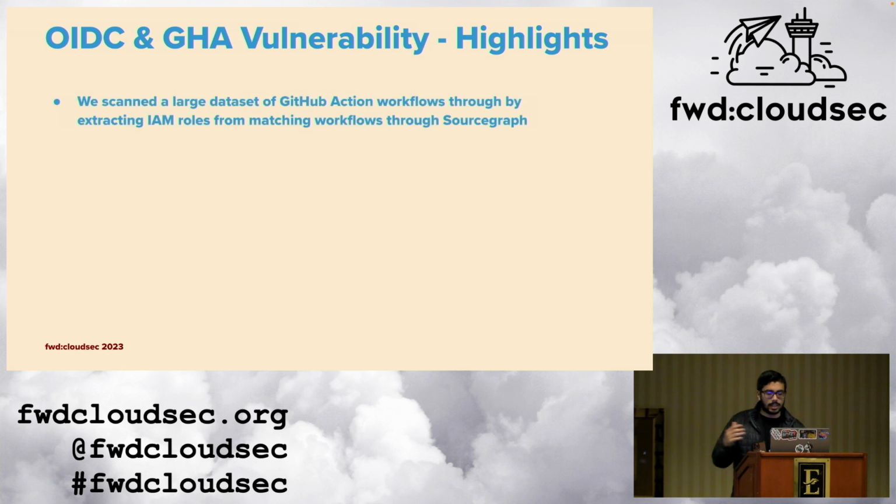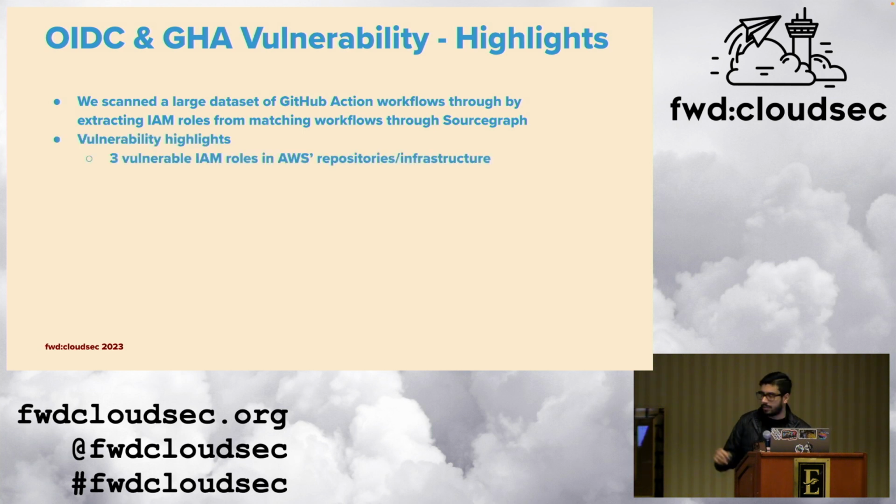So we started scanning again, going through every workflow we could find from Sourcegraph that had an IAM role attached to it in the ARN, like with the configure AWS credentials on it. Some of them still use IAM as a secret, so we couldn't really pull the IAM role, but for the ones that we could, we started analyzing it. So we found about 3 different IAM roles for AWS, giving us access to their infra.